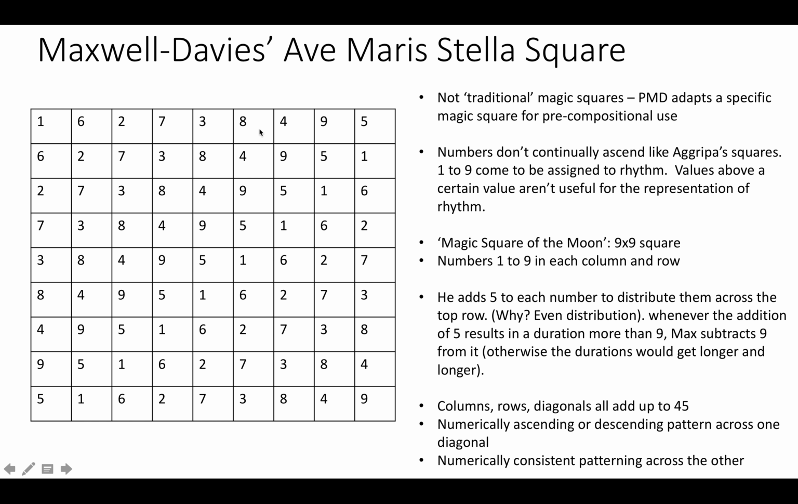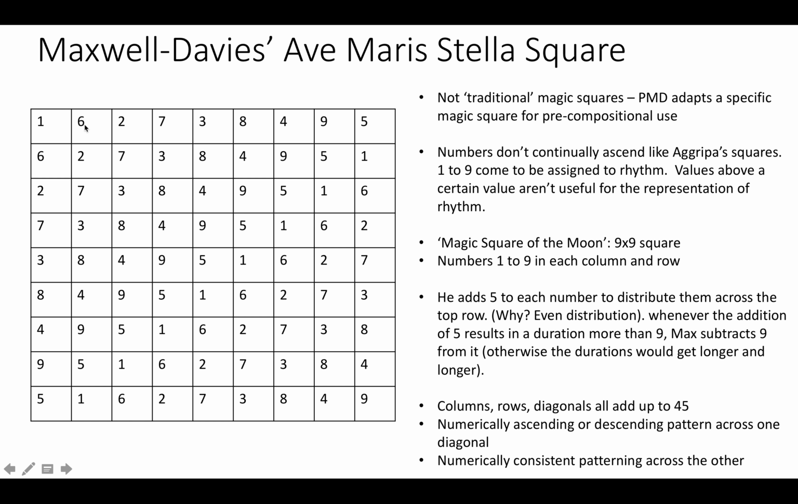If we take the first row here at the top, we can see that Maxwell Davies adds 5 each time to distribute the numbers evenly across the top of the square. So we have 1 plus 5 equals 6. 6 plus 5 equals, well, it doesn't equal 2, does it? It equals 11. But whenever the addition of 5 results in a duration more than 9, Maxwell Davies subtracts 9 from it. Otherwise, the durations would get longer and longer.